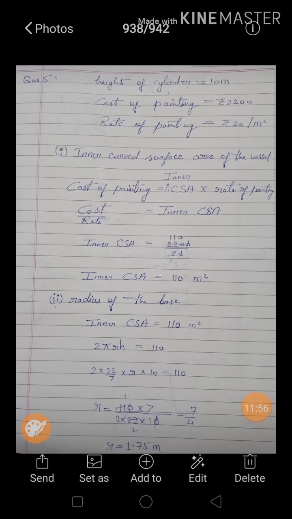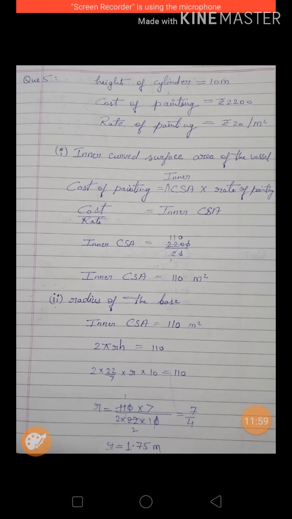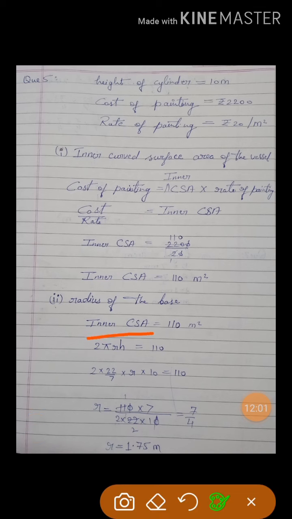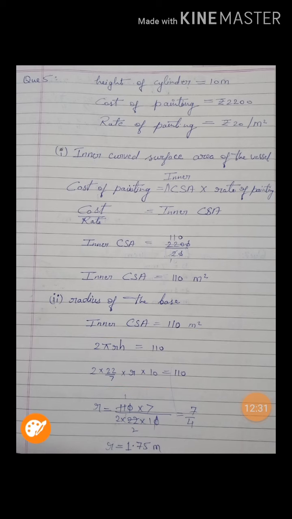The second one is we need to find the radius of the base. The inner curved surface area we have found is 110 meter square. What is the formula for inner curved surface area? It is 2 pi RH of cylinder. So put the values of R and H in this formula, and pi also. Radius we need to find, we don't know. So by transposing these values, we shall get the radius is equal to 1.75 meter.